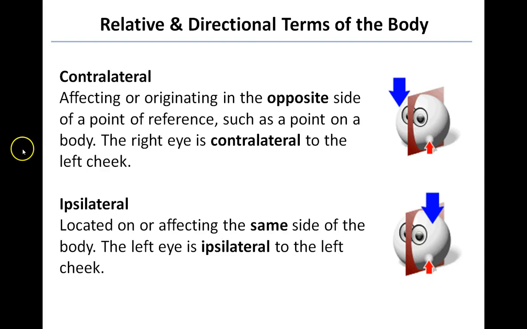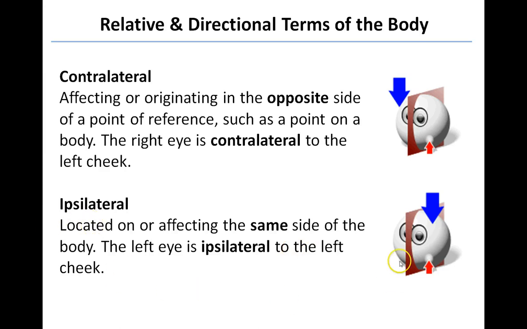A couple of other terms that you may come across when studying anatomy are contralateral and ipsilateral. We tend not to use these terms terribly much in anatomy, but it is worth mentioning, particularly if you're referring to, for example, neural injuries. So contralateral is where something affects, or something is, on the opposite side of the body. So if we have, for example, a brain injury on this side of the body, it may affect the other side. If we're talking about directional terms, you could say the right eye is contralateral to the left cheek on the other side of the body.